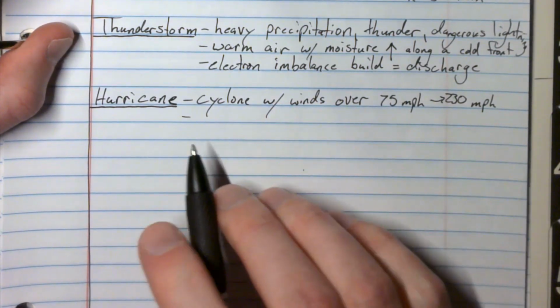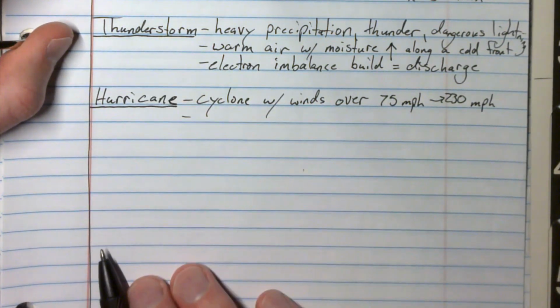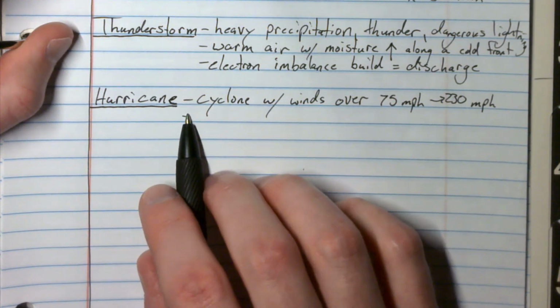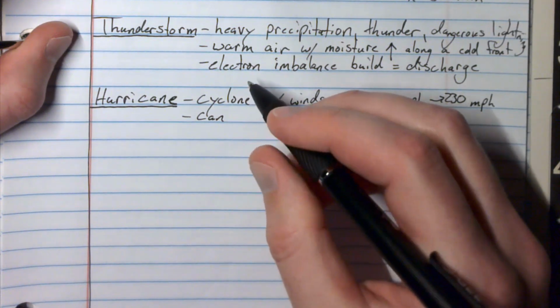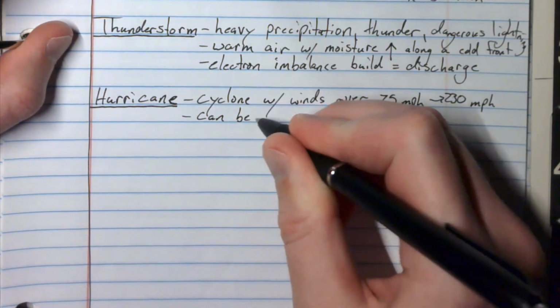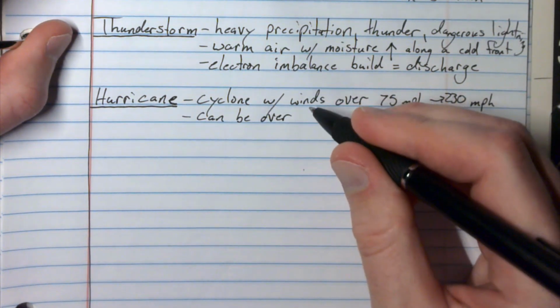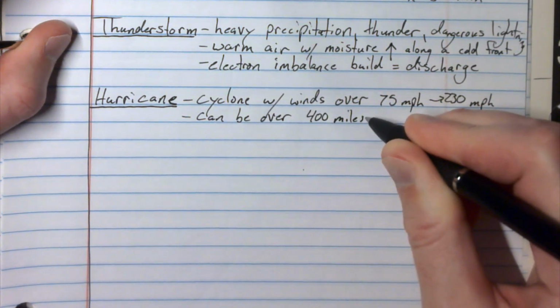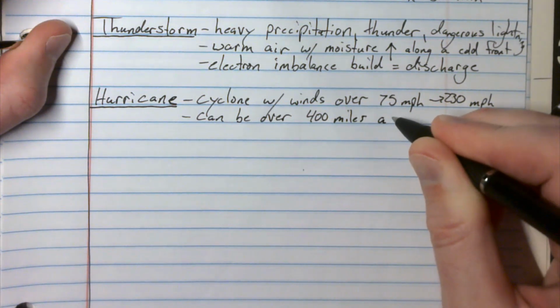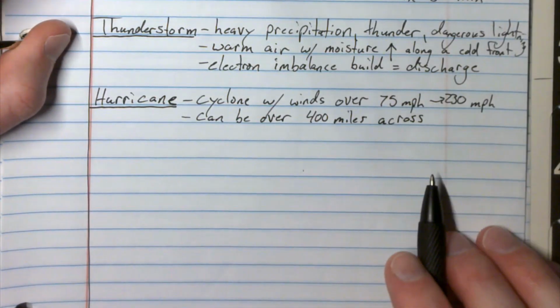The other thing though, because I can imagine a tornado getting up to that fast as well, which is what we're going to talk about in a second. But the big thing with hurricanes is that it is huge, and it can spread over or be over 400 miles across. That's massive. So it can be a huge thing that's moving, and it can last for a very long time.